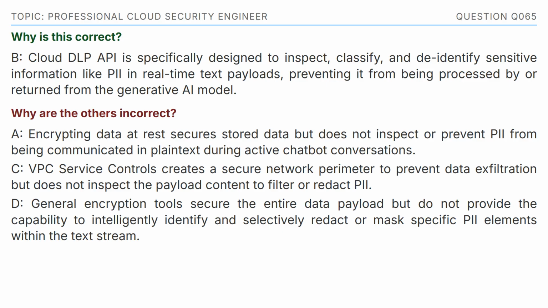C. VPC Service Controls creates a secure network perimeter to prevent data exfiltration but does not inspect the payload content to filter or redact PII. D. General encryption tools secure the entire data payload but do not provide the capability to intelligently identify and selectively redact or mask specific PII elements within the text stream.